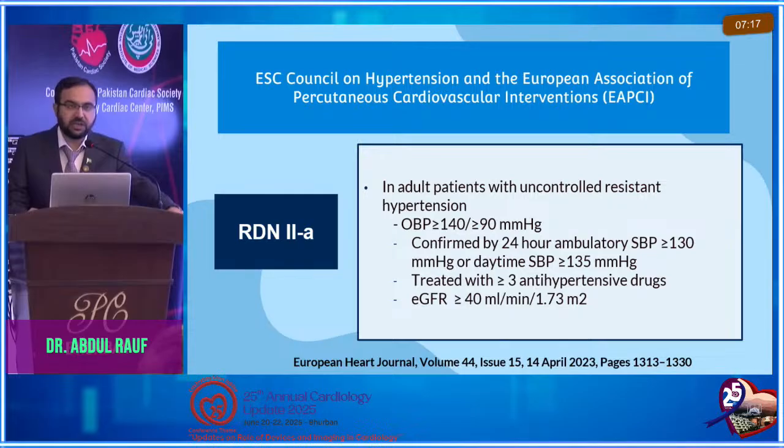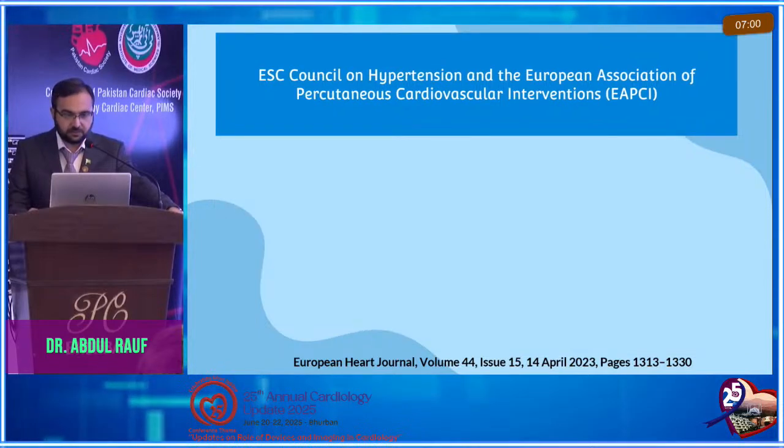with 140 and 90 millimeters of mercury, confirmed by ambulatory BP, and treated with 3 or more antihypertensive drugs, and the eGFR is 40 or more ml per minute. This is a class 2A recommendation for renal nerve denervation.